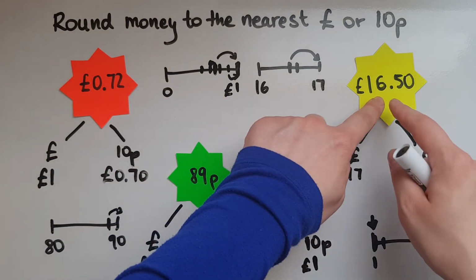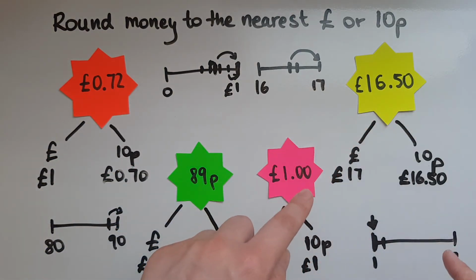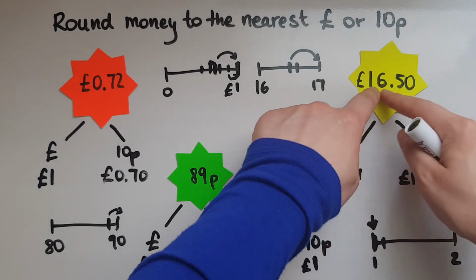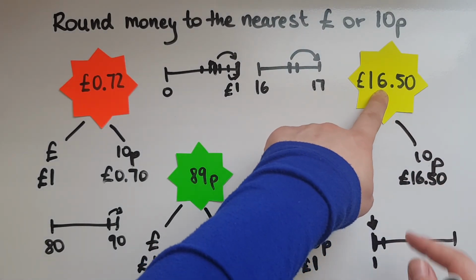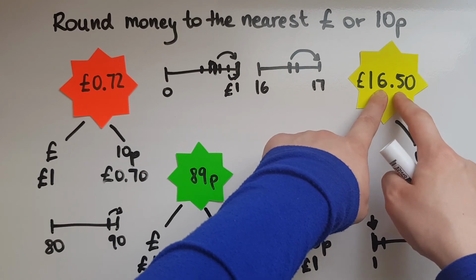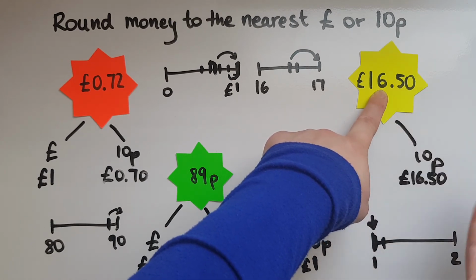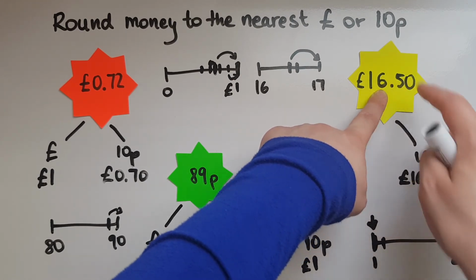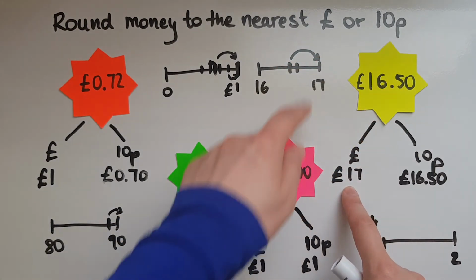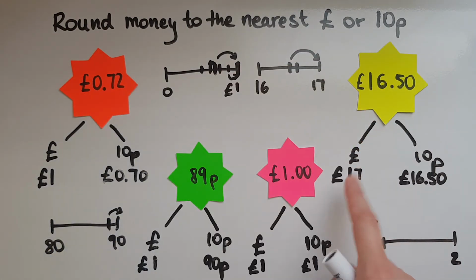And looking at 16 pounds 50, that's the unit or the pound. And again, looking at the 5, suggests that we've got to round up, so we go to 17. That's why we went to 17 when we rounded to the nearest pound.